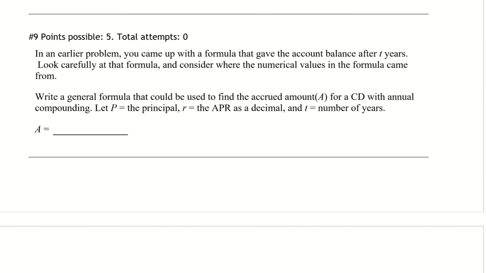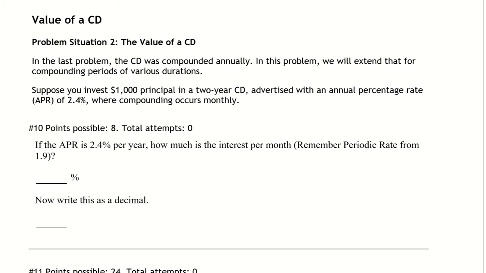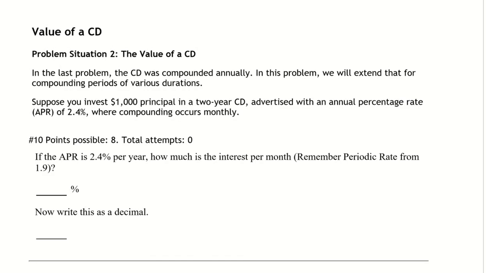So we came up with a formula, and we just want to keep reinforcing that formula. So P times 1 plus R to the T. And we're going to expand that in a few seconds. So let's say we had monthly instead of yearly, right? So I would have to divide by 12. Look at lesson 1.9 if you don't remember. We're going to take that 2.4, make it a decimal, and divide that by 12. That'll give me the interest per month.